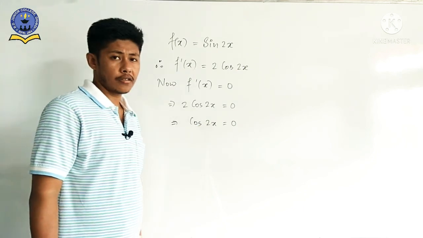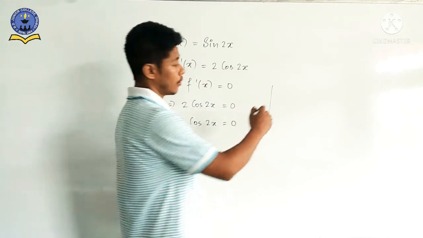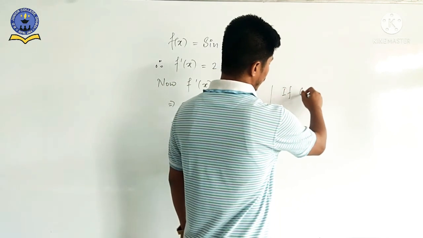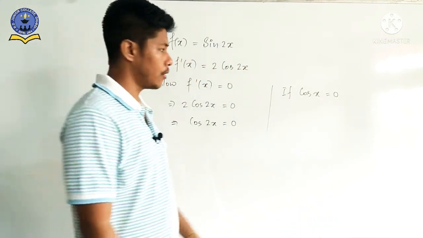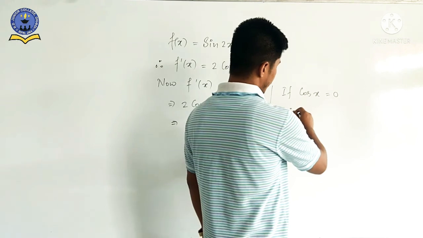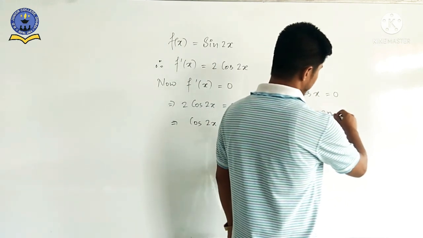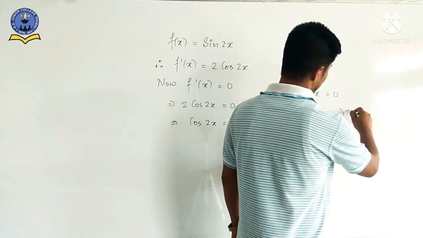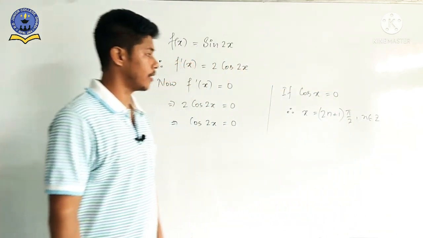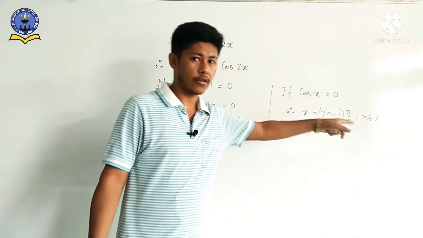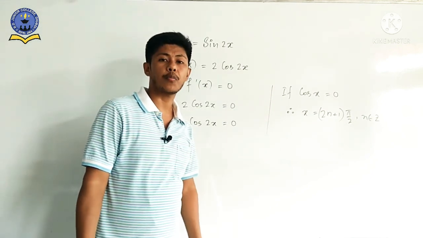For cos 2x = 0, there is a formula I think all of you know from class 11. If cos x = 0, then there is a general form: x = (2n+1)π/2, where n belongs to Z, that means integer, isn't it? If cos x equals 0, then the value of x is (2n+1)π/2.